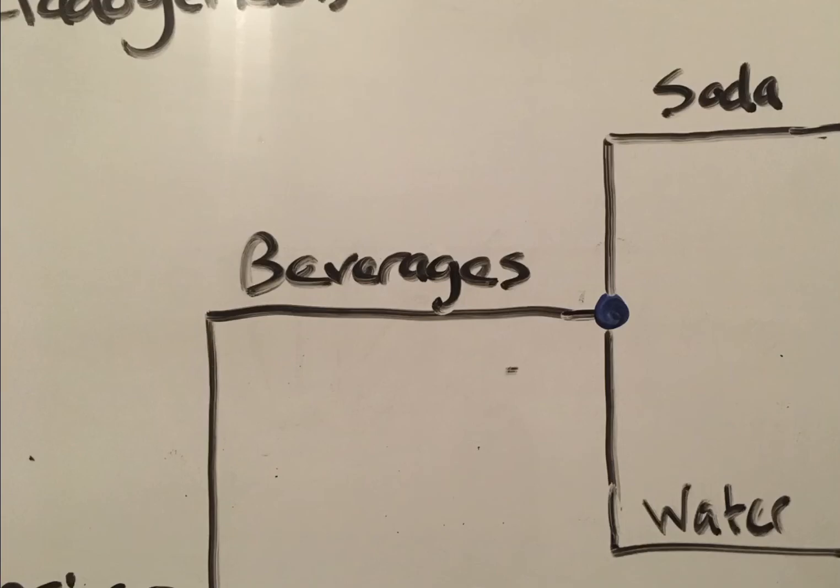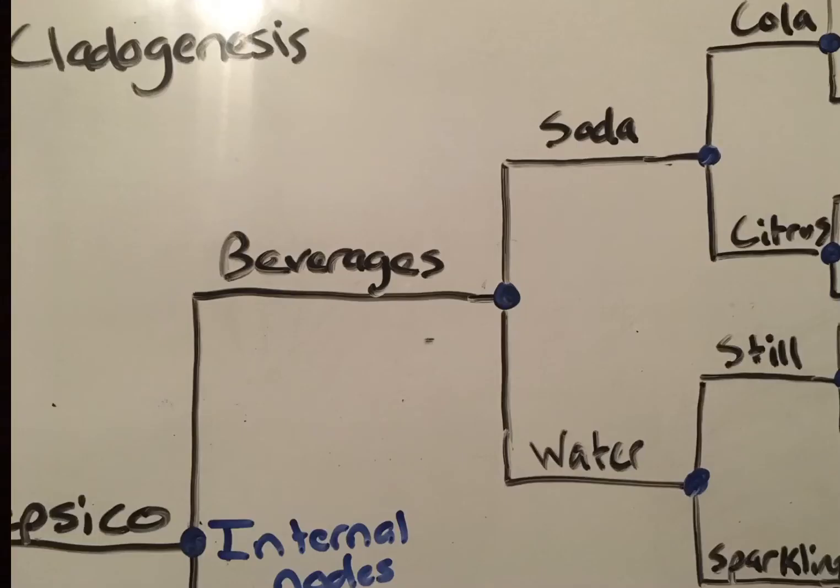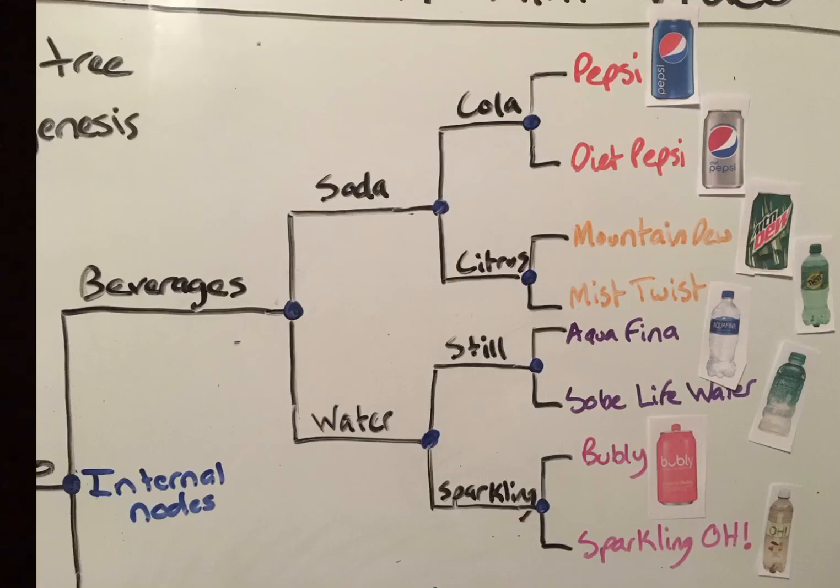Going back to beverages now, they can be split at the internal node into soda and water. From there, the soda can be divided into the different flavors of cola and citrus, and the water can be separated into still or sparkling. Lastly, the ingredients of the beverages is what separates them in the end, with Pepsi and Diet Pepsi sharing the most recent ancestor of cola, Mountain Dew and Miss Twist share citrus, Aquafina and Sobe Life Water are recent ancestors of still, and Bubbly and Sparkling OH are most recent ancestors with sparkling.